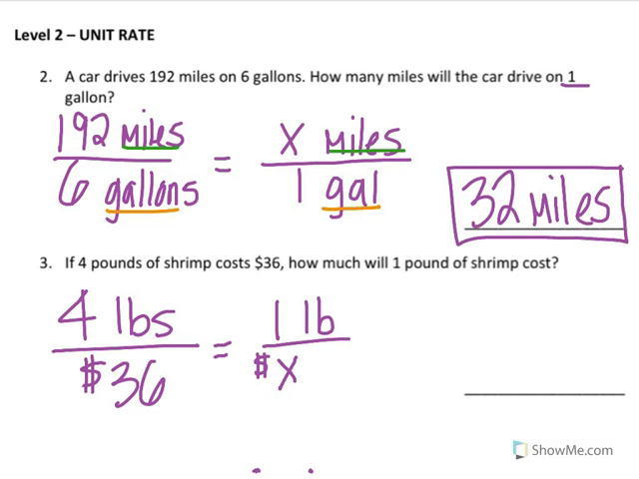That's our X dollars. Again, notice pounds match with pounds in the numerator and dollars in the denominator. Now if we cross multiply and divide again, 36 times 1 is 36 divided by 4 leaves us with $9 per pound of shrimp.